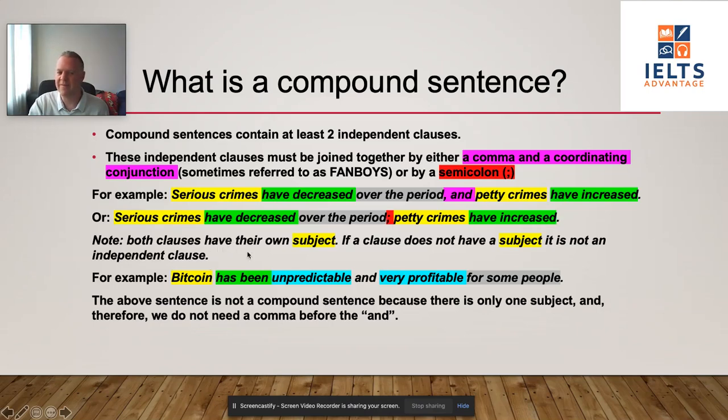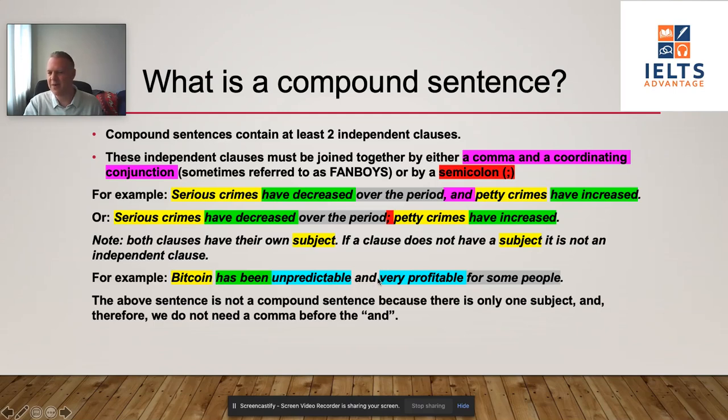Both clauses have their own subject. So, if a clause does not have a subject, it is not an independent clause. Let's have a look at this. For example, Bitcoin has been unpredictable and very profitable for some people. So this first part is definitely an independent clause. We've got a subject, there's a verb, and a predicate. What's the object?